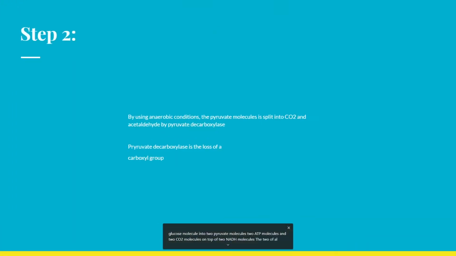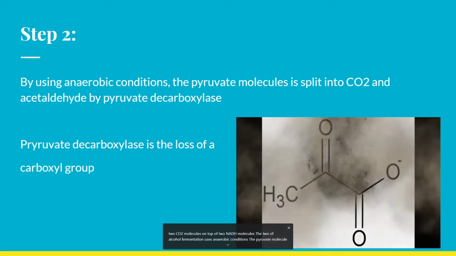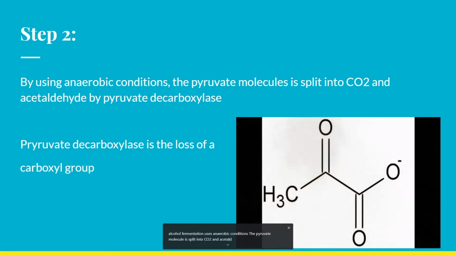Step 2 of alcohol fermentation uses anaerobic conditions. The pyruvate molecule is split into CO2 and acetaldehyde by pyruvate decarboxylase.